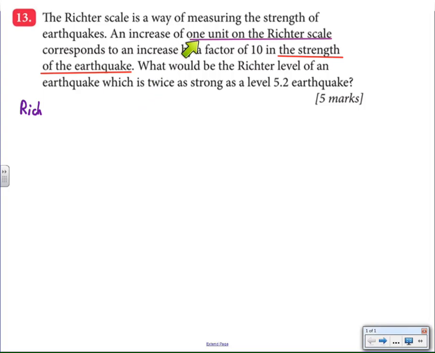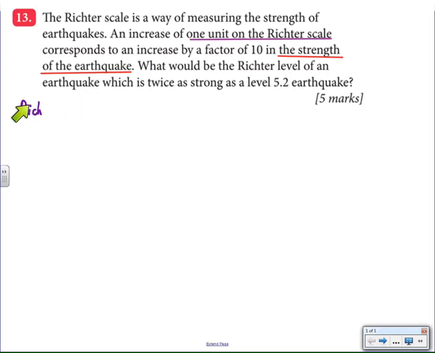So the first thing I recognize is my variable relationship. We have a unit on the Richter scale, which is dependent on the strength of the earthquake. How is it dependent? There is a factor of 10 relating these two. So the issue is, how do I actually write that in terms of a function equation?